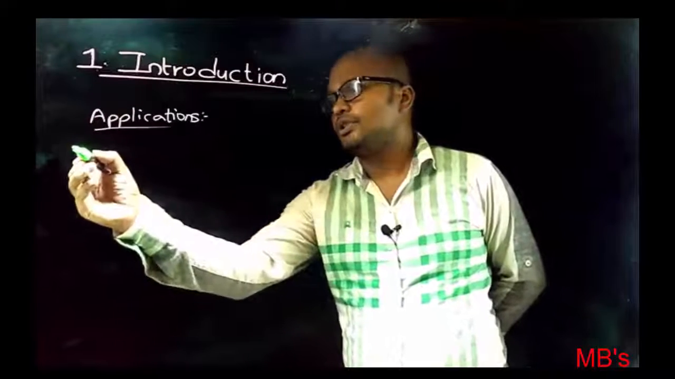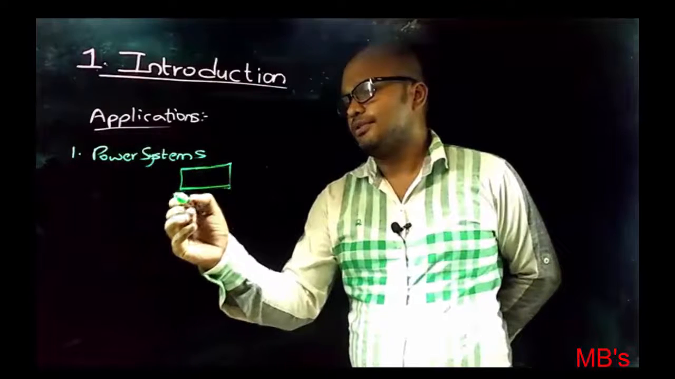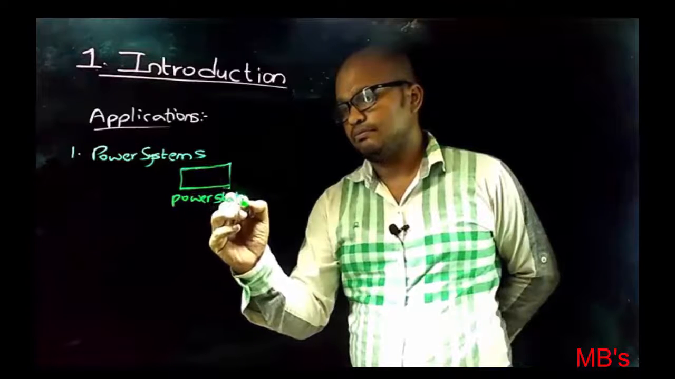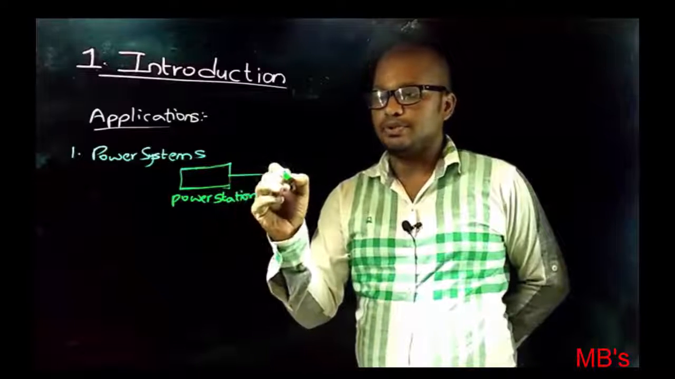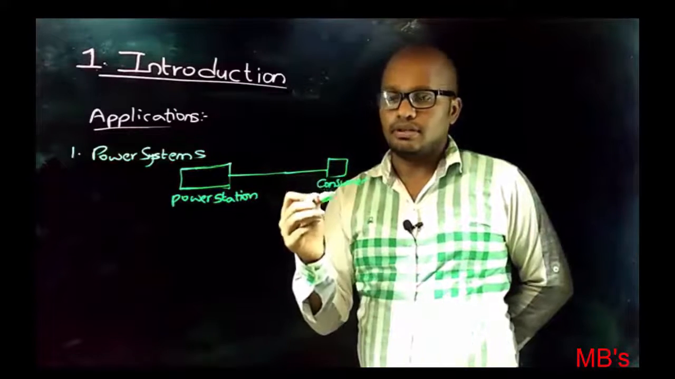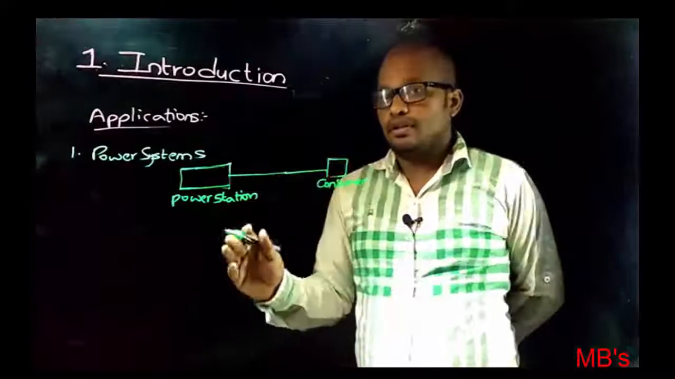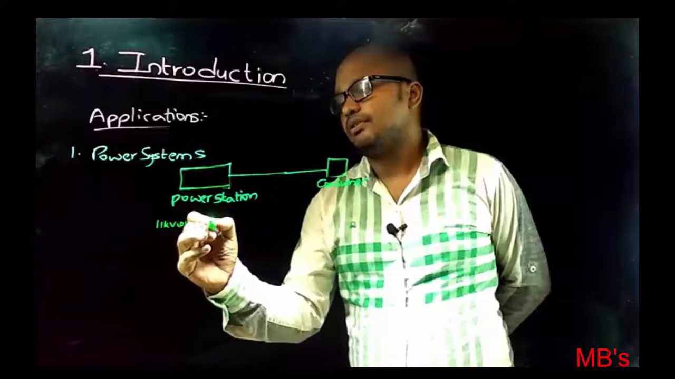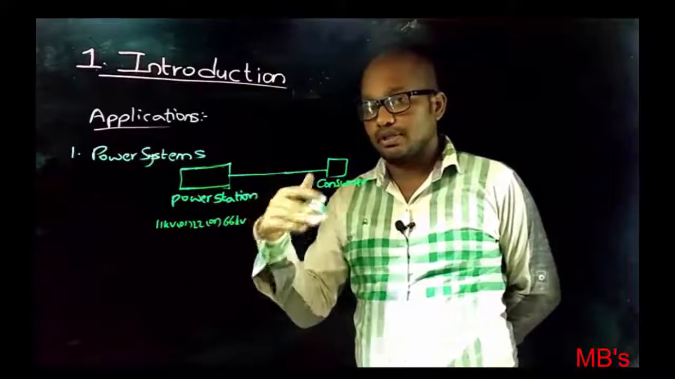Now let's see the applications of transformer. The main important application of transformer is in power systems. Suppose this is the power station at which electrical power is being generated, and that generated electrical energy is being transmitted and distributed through transmission lines and distribution lines to the consumer terminals, and consumer terminals may be industrial loads or domestic loads or commercial loads, etc. The generated electrical energy is of levels 11 kV or 22 kV or 66 kV, but for transmission purpose the voltage levels are at hundreds of kilovolts.